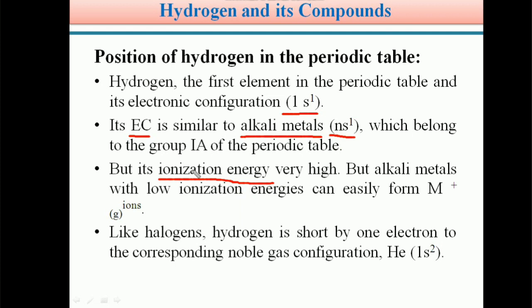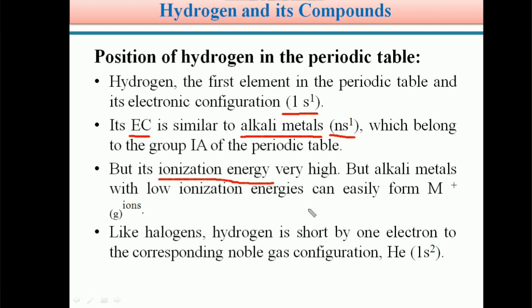Okay students, but the ionization energy of hydrogen is very high. We are very familiar with the definition of ionization energy: the energy required to remove an electron from the valency shell of a neutral isolated gaseous atom is called ionization energy. The ionization energy of hydrogen is very high, whereas alkali metals have very low ionization energy. That's why alkali metals easily donate their valency electron.